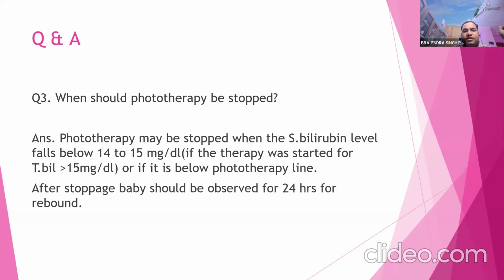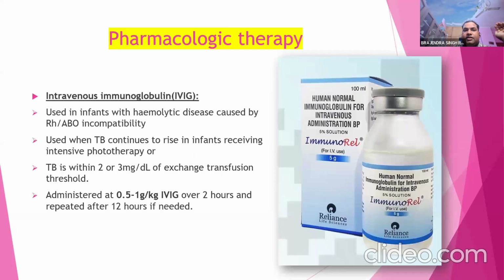When should phototherapy be stopped? This is very important. Phototherapy कब हमें बंद करनी है? Phototherapy may be stopped when serum bilirubin level falls below 14 or 15 mg per dL, or if it is below the phototherapy line. After stoppage, the baby should be observed for 24 hours for rebound.